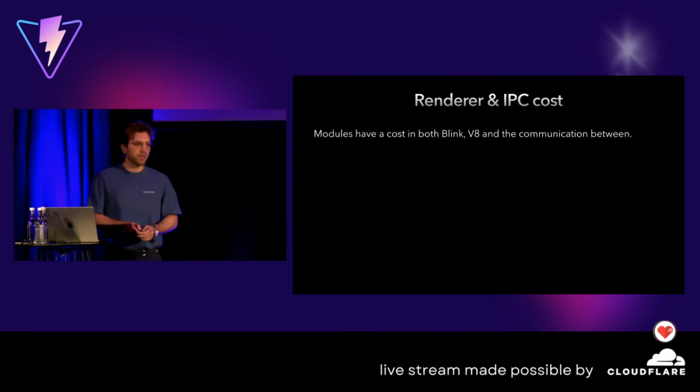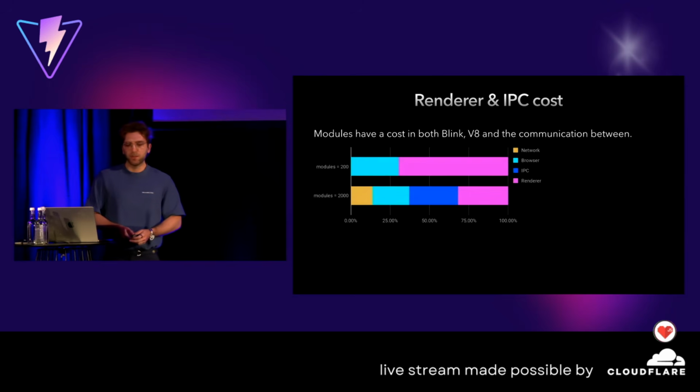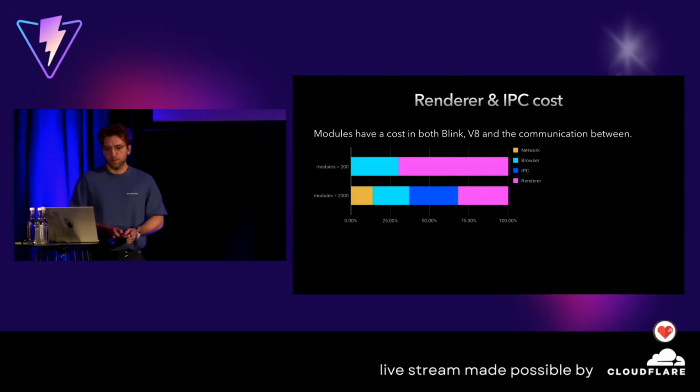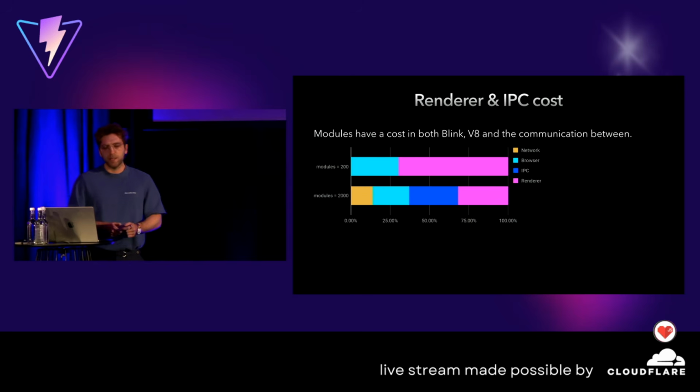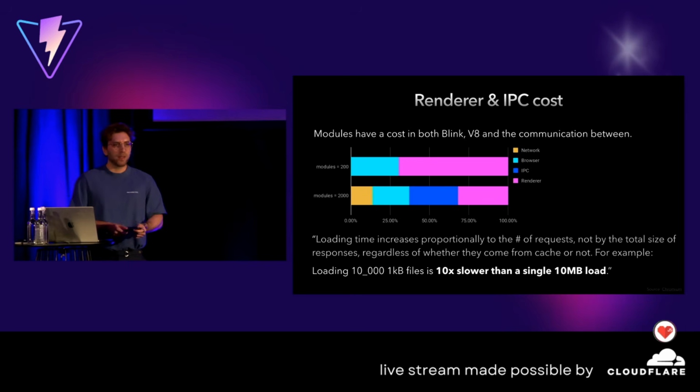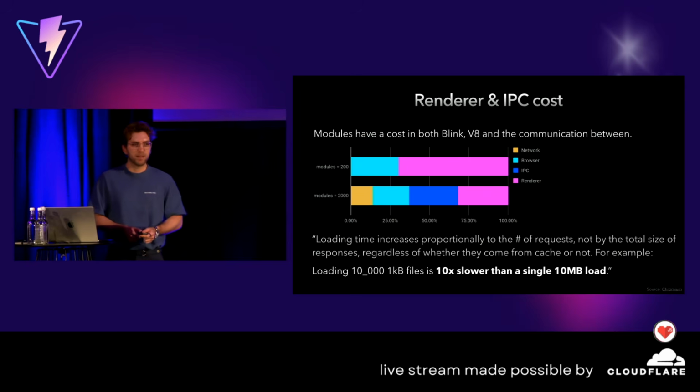And once again, Chromium has done a study on this. At 200 modules, we see there's some browser work to do and some render work, so Blink work. And at 2,000 modules, the graph suddenly changes. Suddenly we have network cost that wasn't there before. This is not the transmission cost, so not the data transfer. This is just the network process working on the responses. And we also suddenly have IPC cost. And how Chromium puts it is, loading 10,000 1 kilobyte files is 10 times slower than loading a single 10 megabyte file. That's a huge regression.